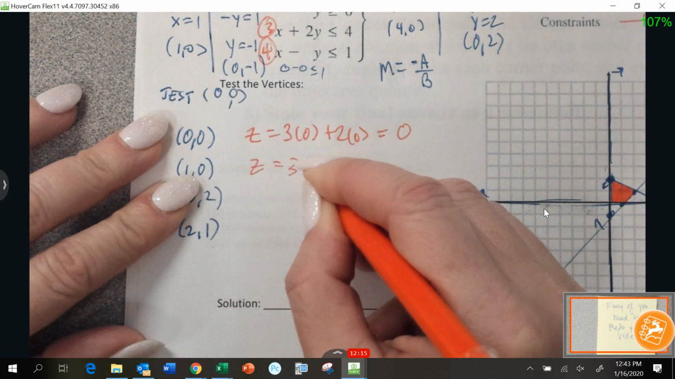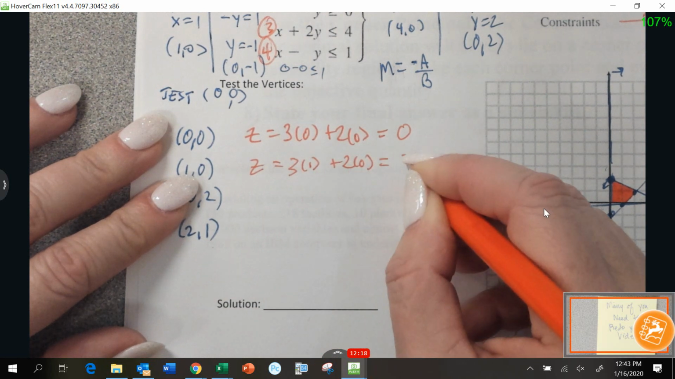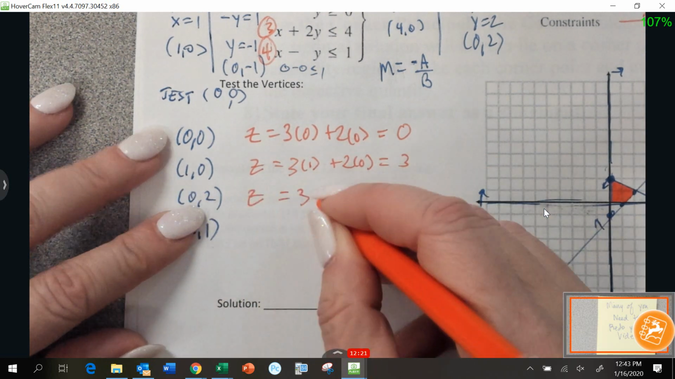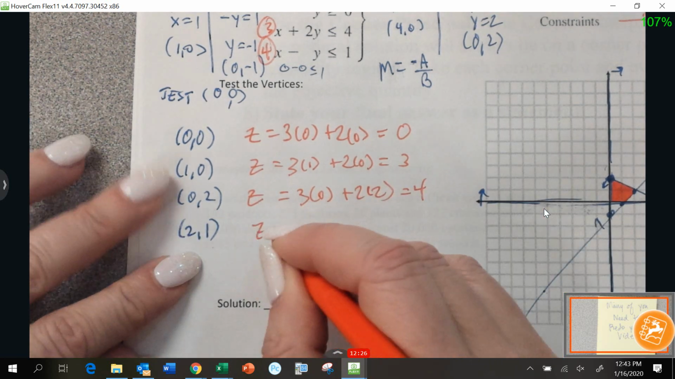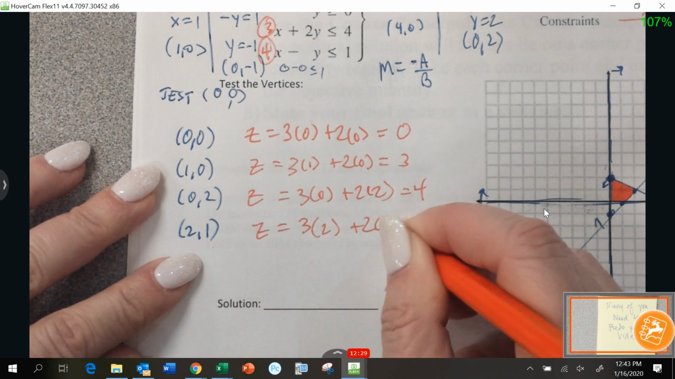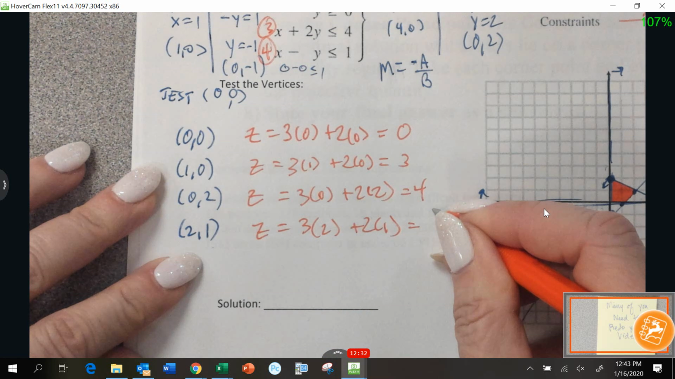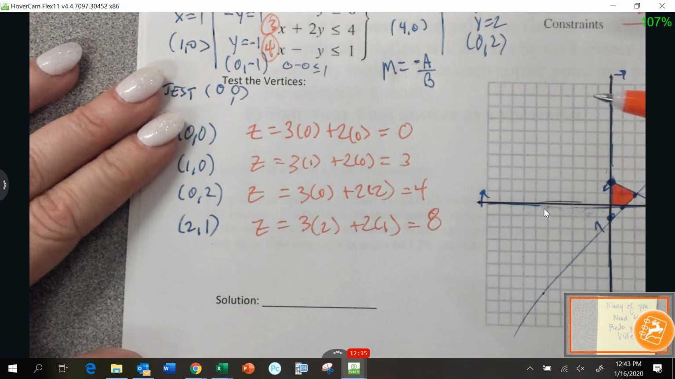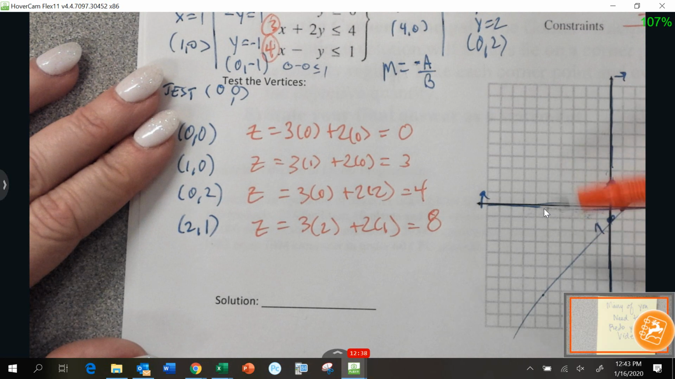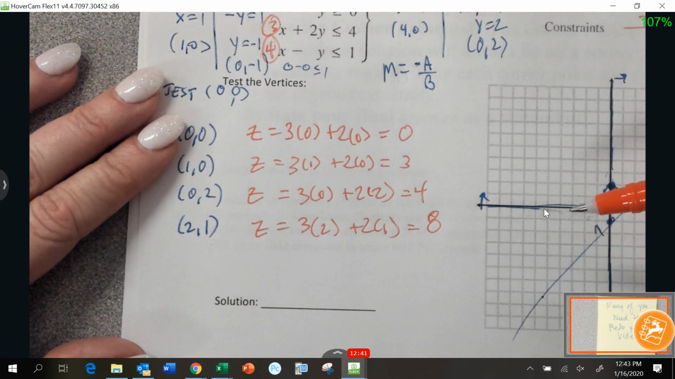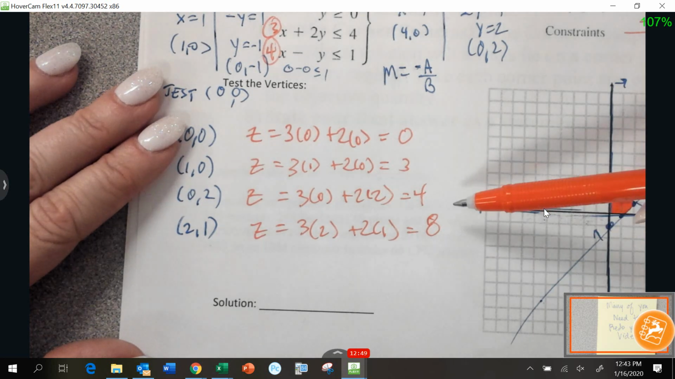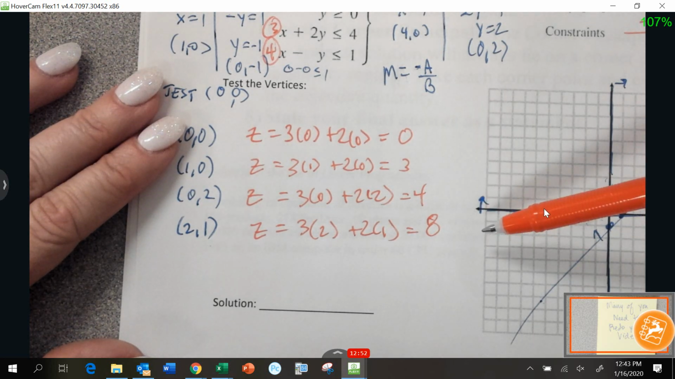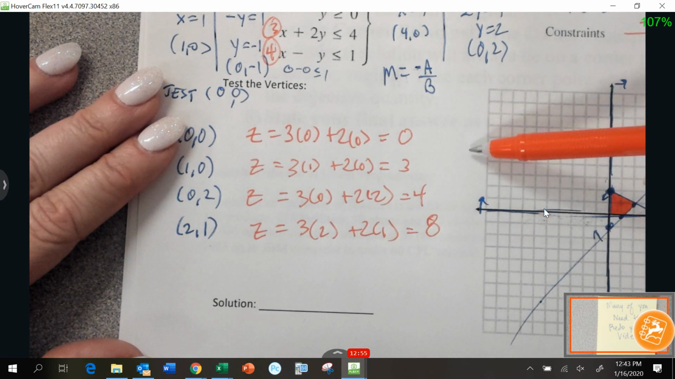Z equals 3 times 1 plus 2 times 0, and that's 3. Z equals 3 times 0 plus 2 times 2, and that's 4. And then z equals 3 times 2 plus 2 times 1, and that's 8. So we test each vertex, and we see which one gave us the max value. And what is the max value? The maximum number would be 8.